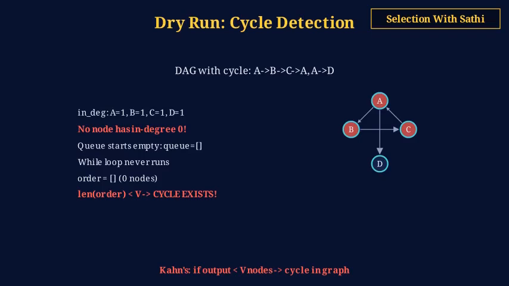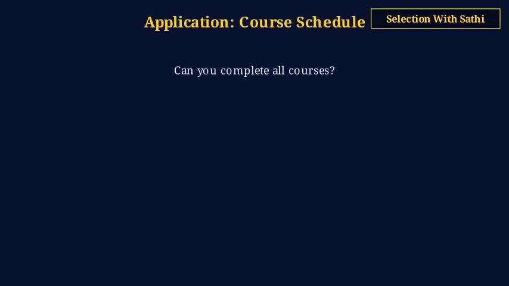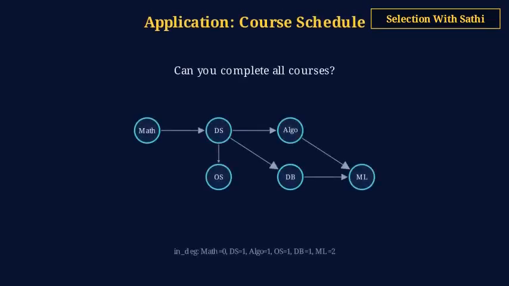All 6 courses are processed, so yes, all courses can be completed. The topological order gives a valid sequence to take the courses. If there were a cycle, like course A requires B and B requires A, Kahn's would detect it and return none. Now let us see what happens with a cycle.